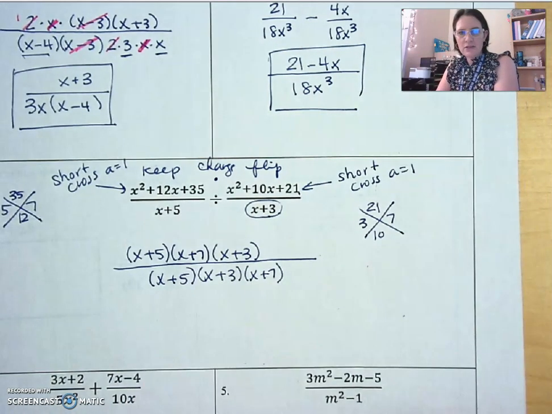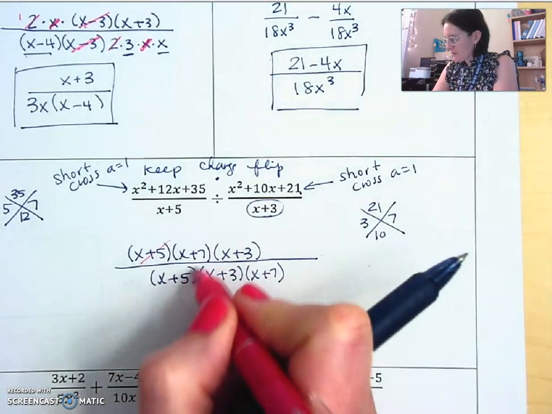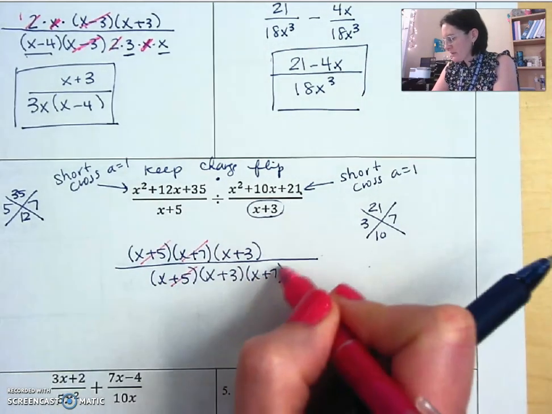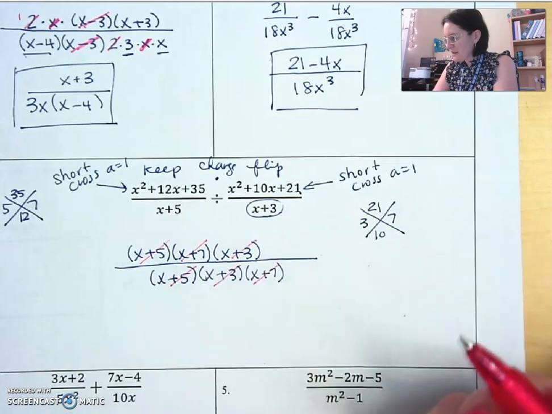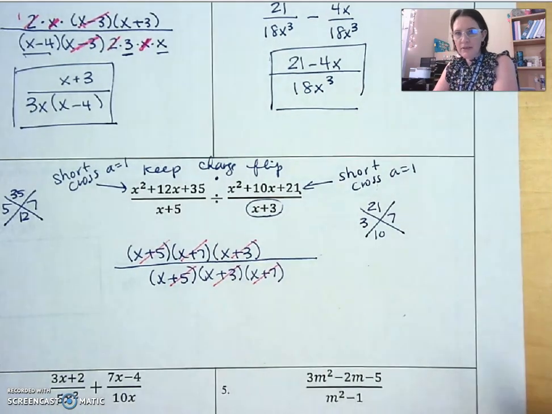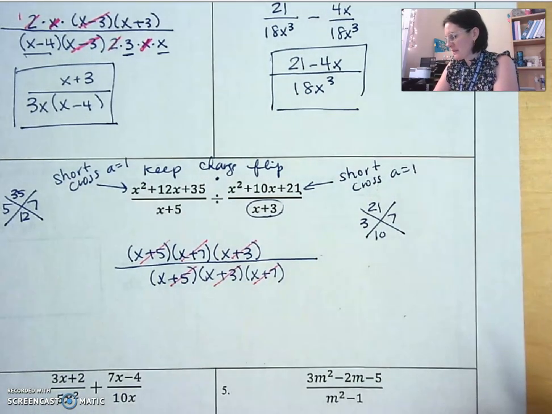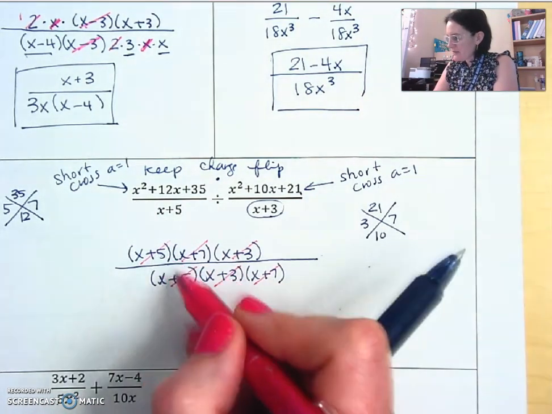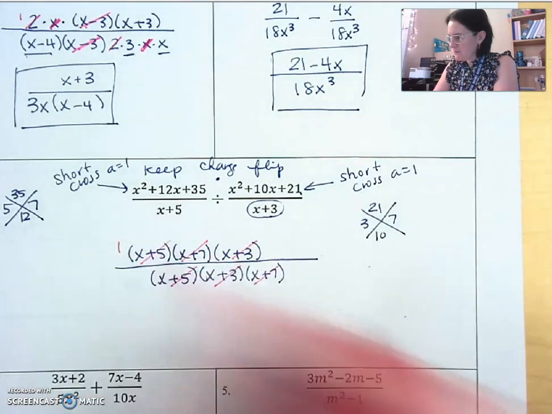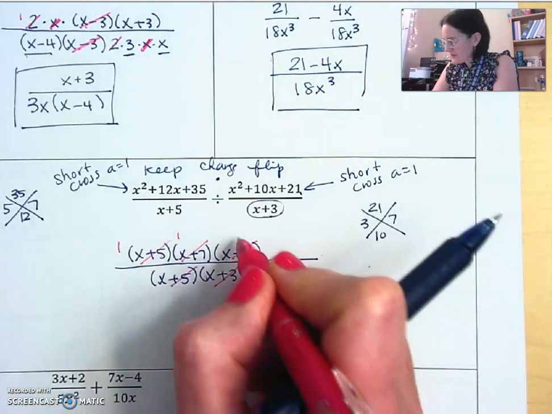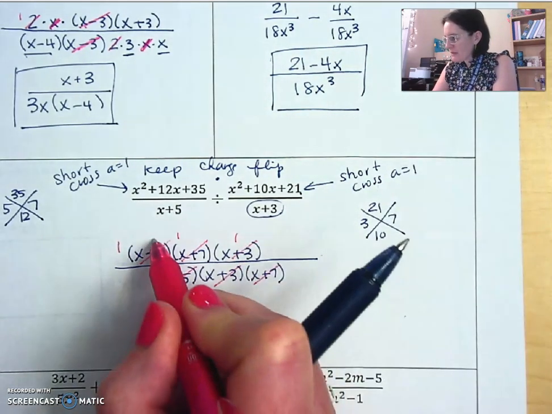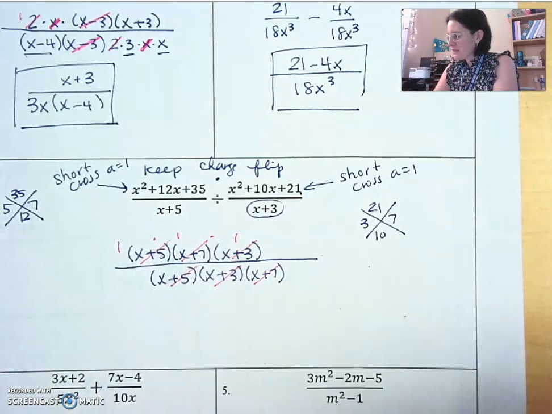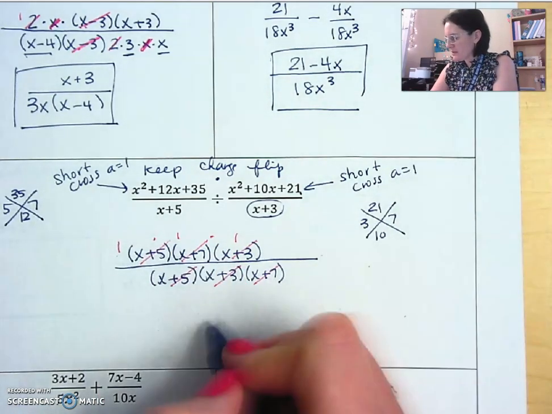Now let's see what cancels. We have x plus 5, x plus 7, and x plus 3. It doesn't always happen that everything cancels, but this time it does. And remember, what happens when stuff cancels is it's really something divided by itself, which means 1. So each of these cancellations leaves a 1 behind, and they're all being multiplied together. So 1 times 1 times 1 is 1.